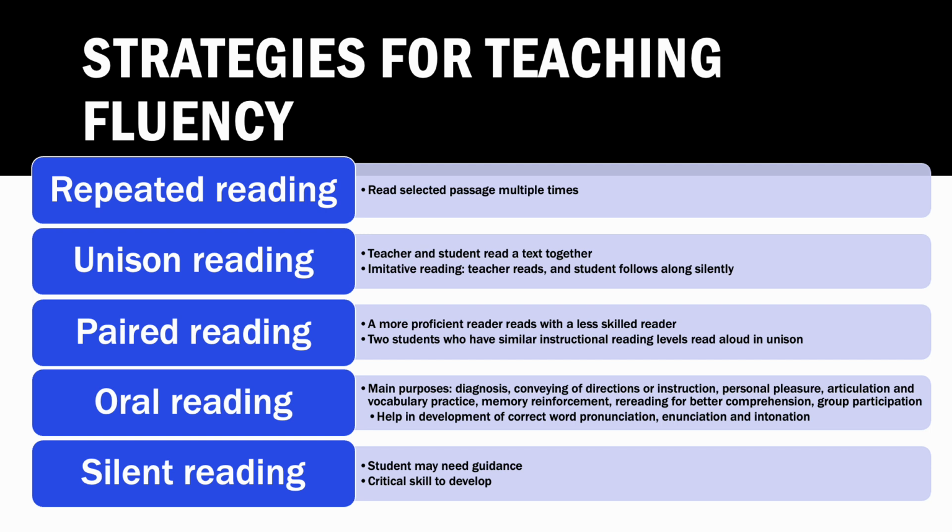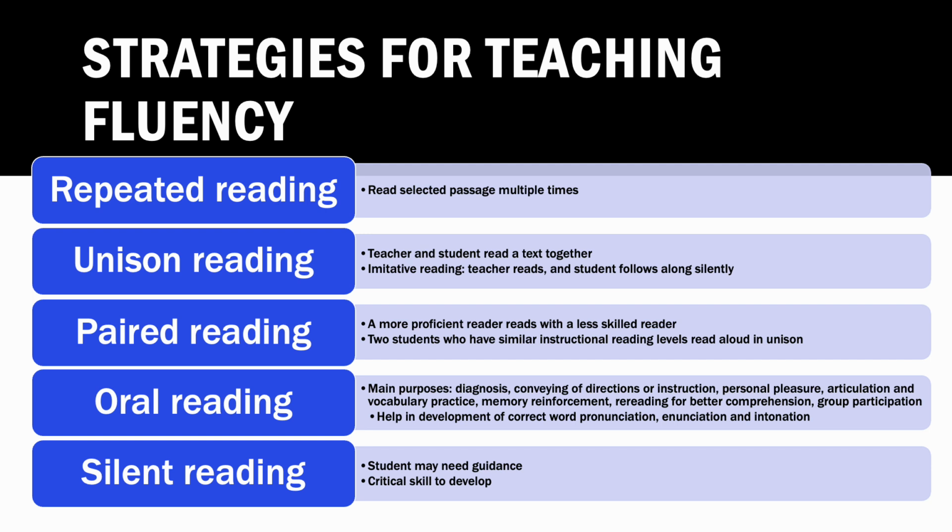Next is paired reading. This means 2 students who have similar instructional reading levels will read aloud in unison or independently with support from their partner. The material should be familiar and interesting to both of the students. One can assist when the other hesitates or makes an error, but they need to allow at least 4 seconds for self-correction before they intervene. This allows for positive reinforcement, discussion, and self-correction between the pairs.